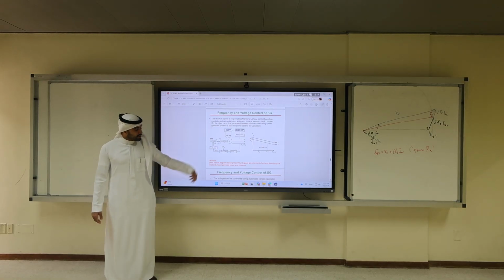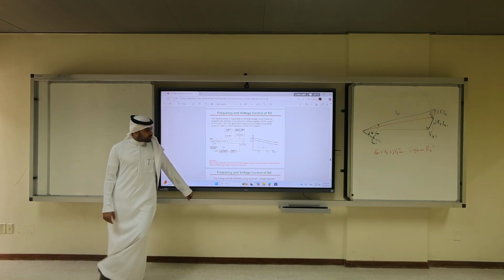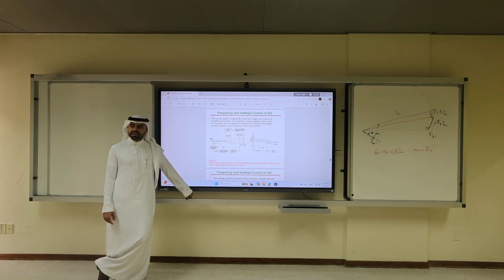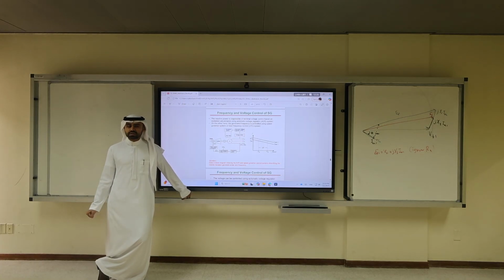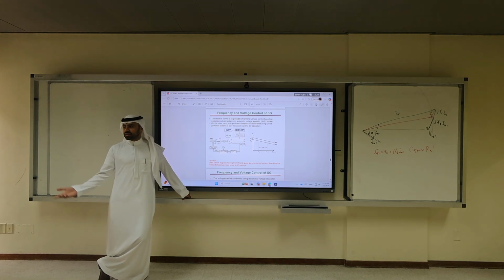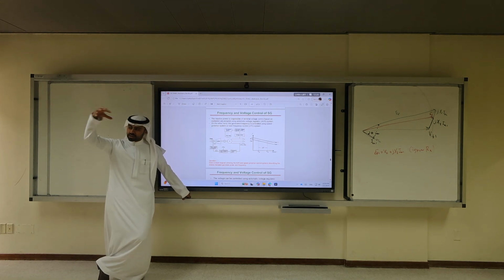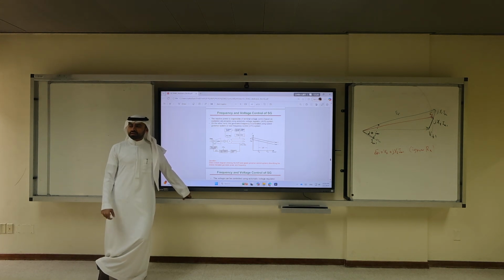One of the software packages they use to assess the frequency of the system is called EMT, electromagnetic transients. The software is RSCAD, used with the RTDS, real-time digital simulator. So it's real-time systems CAD. We have it here in KFUPM. Maybe one day we'll have a look into it.